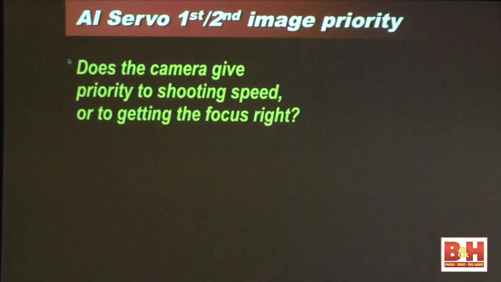Another one that you'll see on these cameras is called AI Servo First and Second Image Priority. And this one may seem a little confusing at first. Basically what it's asking is, on the first shot you take, and for that matter, on subsequent shots in a sequence, when you take a burst of pictures of something coming at you, is the camera going to give priority to shooting pictures as fast as it can, or is it going to give priority, when needed, to taking an extra split second or so to make sure the focus is as good as it can be? You've got the choice to tell the camera to do one or the other. The default is it's going to take that extra little bit of time to get the focus as right as it can.